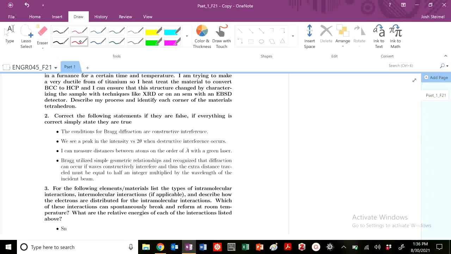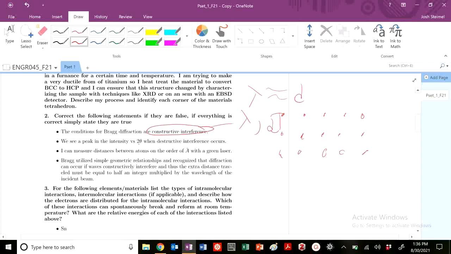Conditions for Bragg diffraction are constructive interference. True, we need constructive interference, but what else do we need? Well, we need constructive interference, we need some wavelength, we need a periodic array of obstacles, so that's another thing that we need. And the distance between these obstacles, we need to make sure our wavelength is on the order of that distance. So we need constructive interference, that's when we see something, but again, for Bragg diffraction, we need these additional components. Some wavelength, some periodic array of obstacles, and we need that wavelength to be on the order of the distance between those obstacles.